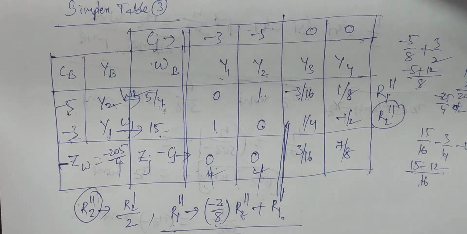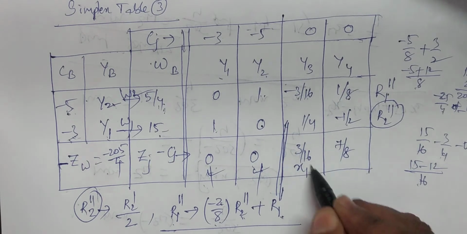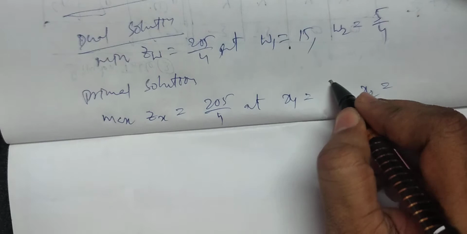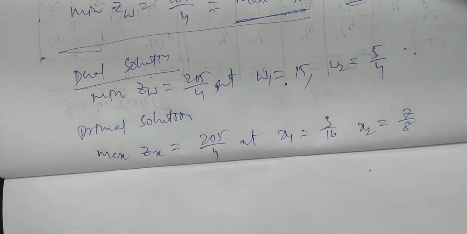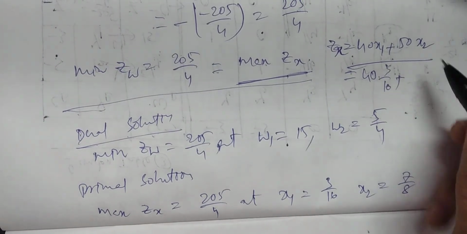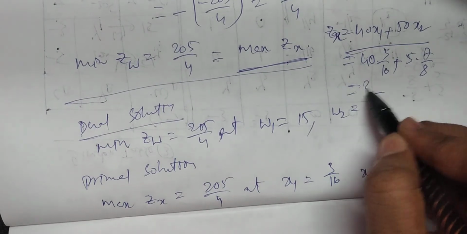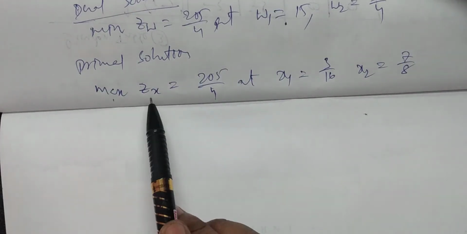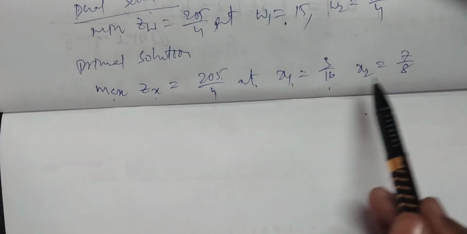After the net evaluations of the original variables, start reading the solution after these two particular values. The net evaluations give the solution of the primal, that is x1 here, x2 here: x1 is 3 by 16, x2 is 7 by 8. If you have any doubt, please substitute 40 into x1, that is 3 by 16, plus 5 into 7 by 8, which will be 205 by 4. This is the solution of the primal linear programming problem: maximize Zx is equal to 205 by 4, at x1 is equal to 3 by 16, x2 is equal to 7 by 8.